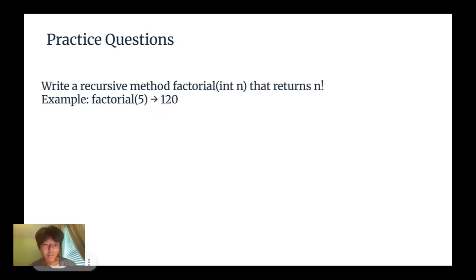And now let's look at practice questions. First, write a recursive method factorial(int n) that returns n factorial. So for example, factorial 5 is 120.